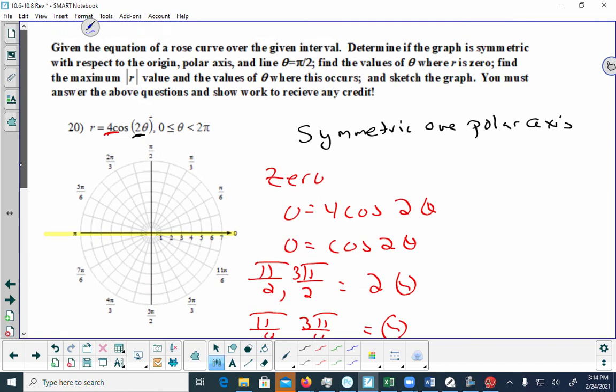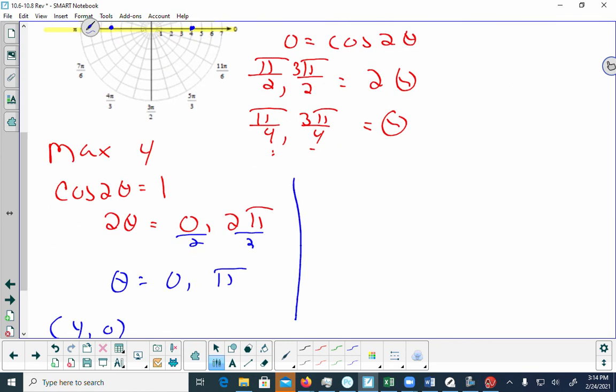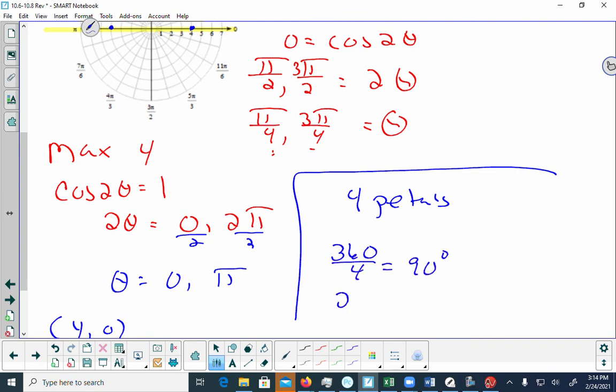So I am going to sketch those. 1, 2, 3, 4. 1, 2, 3, 4. And those dots do not help me graph the other dots at all because they're on the axis where they're reflective over. So I am going to go back here. This is an even number. If it's an even number, that means that there are 4 petals. My petals are going to be 360 divided by 4, 90 degrees apart, or 2 pi divided by 4, pi over 2 radians apart.